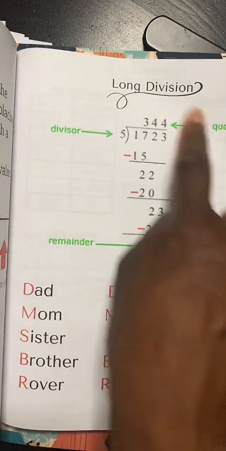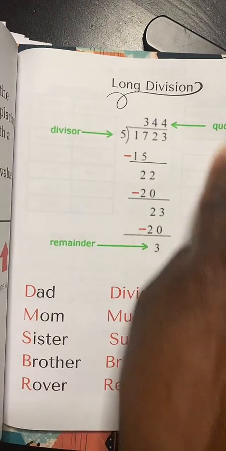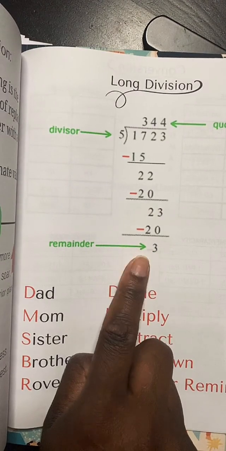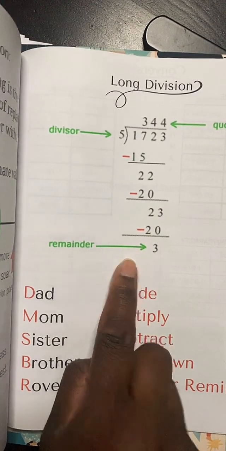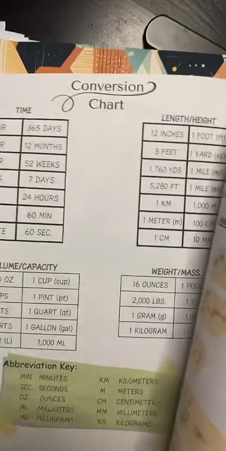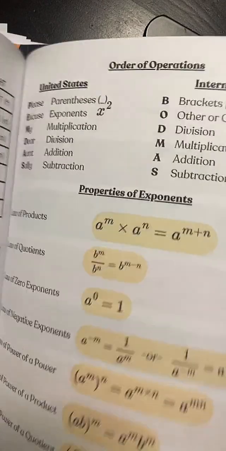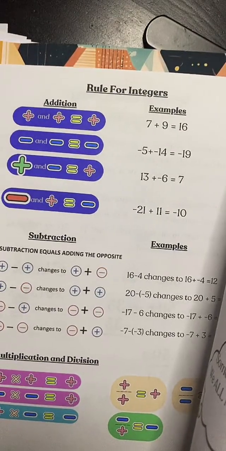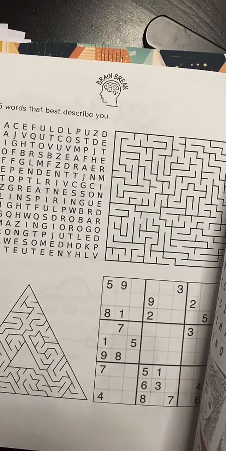Trust me, guys, you're going to go back to long division. If you didn't get long division when you were younger, you need to get it because you're going to see it again when you're dividing polynomials. So you're going to have to definitely familiarize yourself with that, as well as the conversion chart. They also have the same operations and exponents, how to write examples or write equations, and then they also get the rules of integers and some brain breaks, because everyone needs a brain break where you just sit down and do something mindless, right?